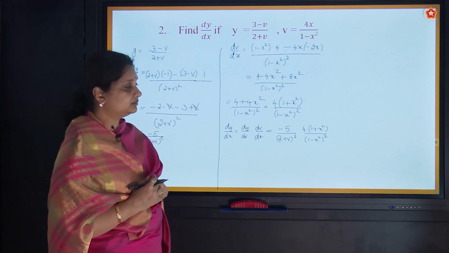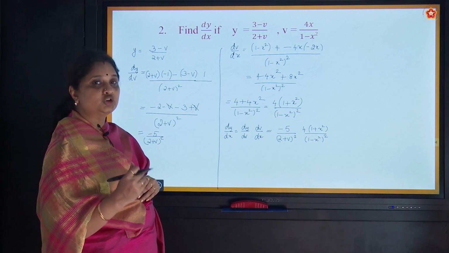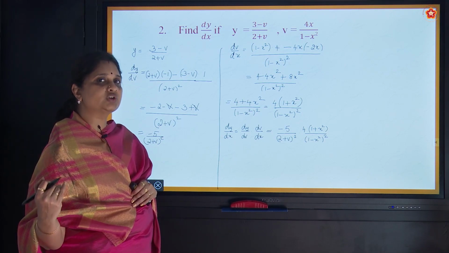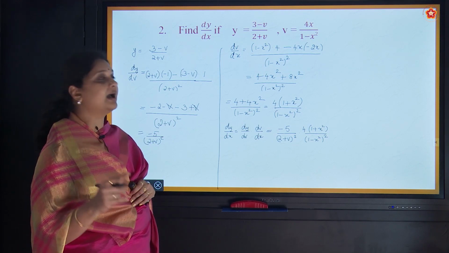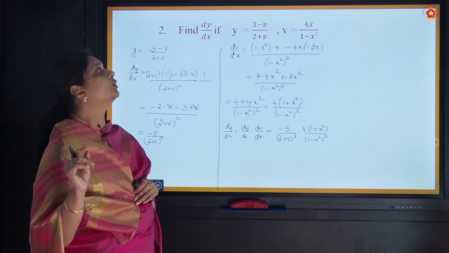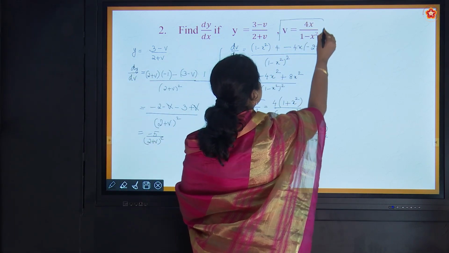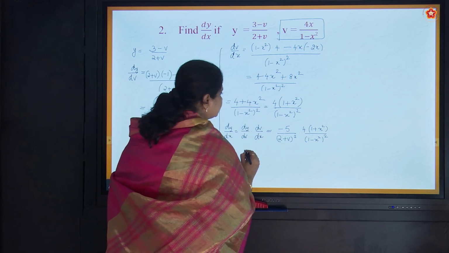Now if we observe, our dy by dx should be in terms of x only, right? X is our independent variable. We need to get a function in terms of x. But here we have a v also. So do we know the value of v in terms of x? Yes, we do know, right? So let's replace that and complete our solution.